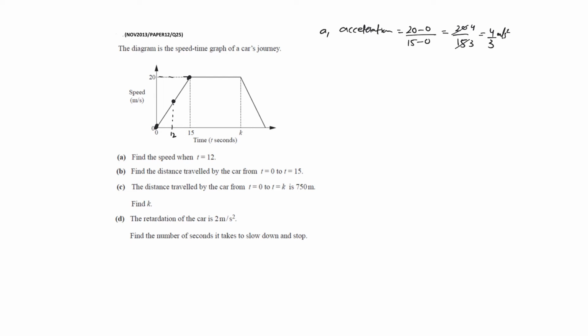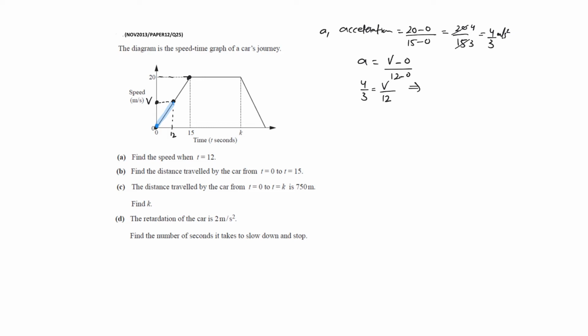Now using the same gradient or the same acceleration value, the same acceleration will also be between these 2 points. So I can fairly say that the acceleration between these 2 points would be, you want to calculate the speed at this point, okay? So let me call this as v. So v minus 0 over 12 minus 0, and the acceleration is going to be same, which is 4 over 3.